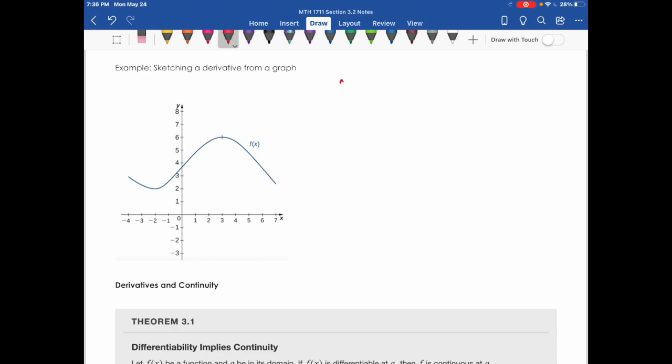Let's look at this one. This is just some generic f of x. So again, I'm going to try to color code this. I'm going to use red where the derivative is 0. I'm going to use blue where the graph is increasing. And I'm going to use orange where it's decreasing.